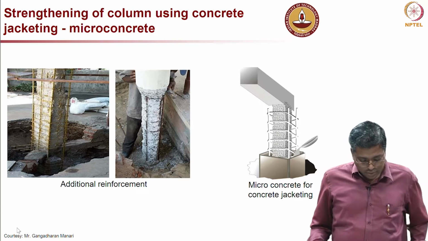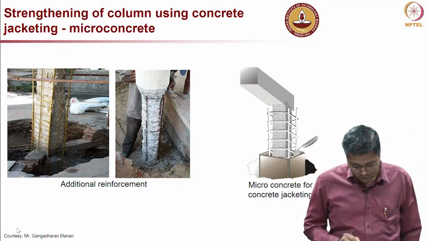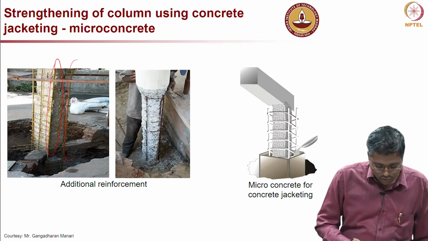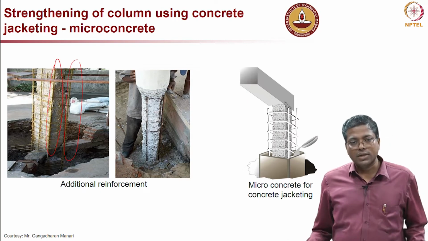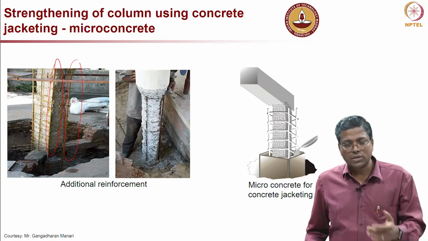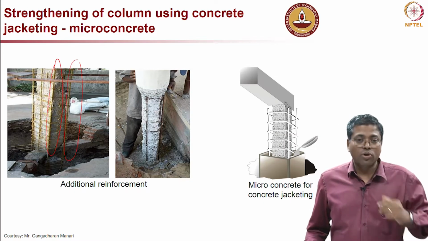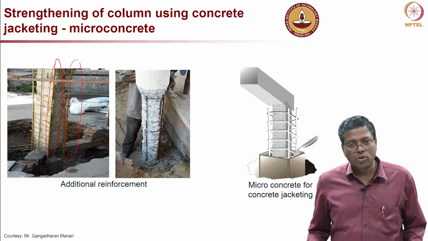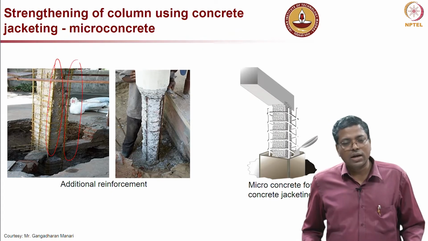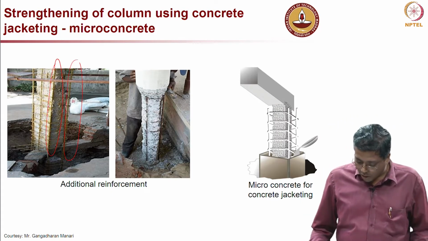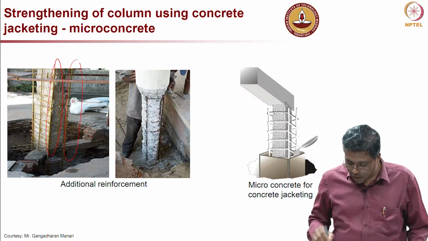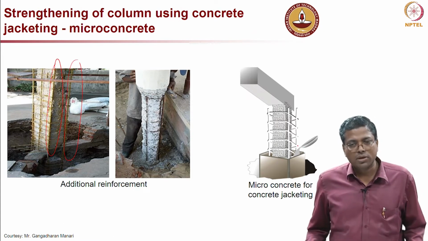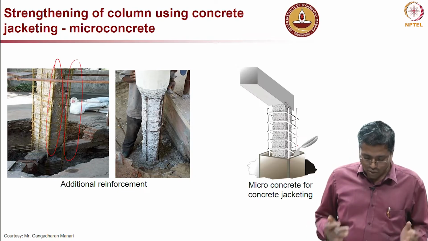Okay. This is a similar structure, where in some cases we also provide additional reinforcement, depending on whether it is retrofitting work or restoration work, or how much steel has already corroded. All that has to be looked at, and then we can decide whether additional reinforcement is required or not, and we can use micro concrete for filling the space between the existing concrete and the formwork.